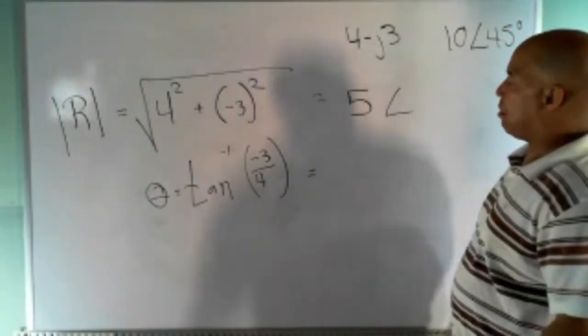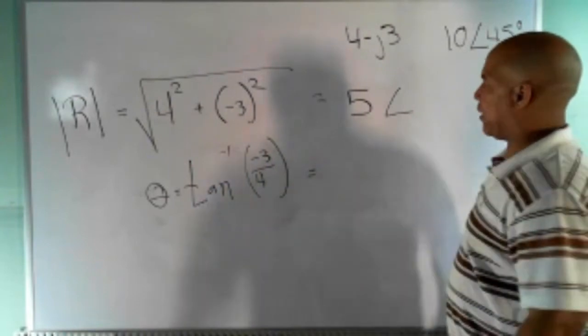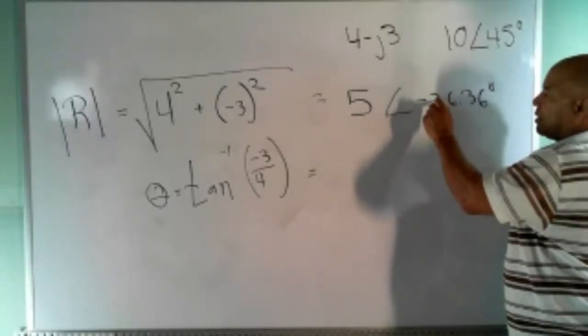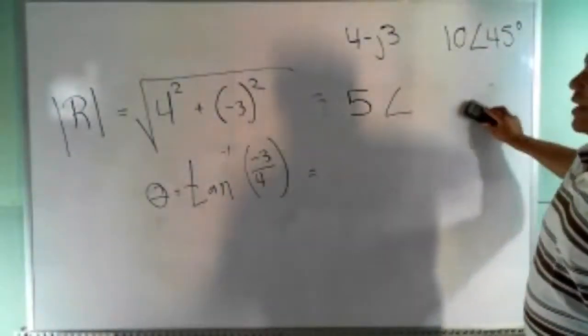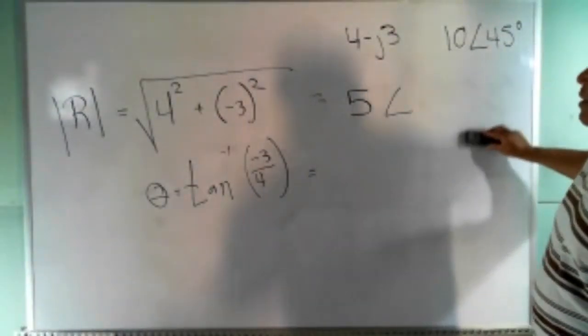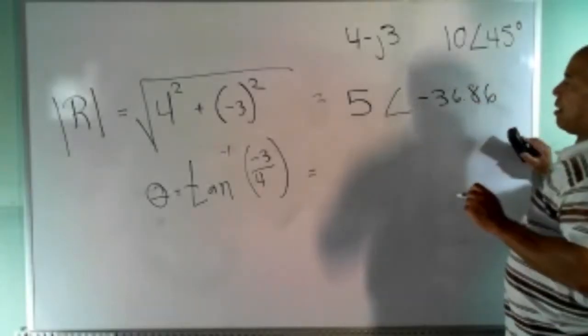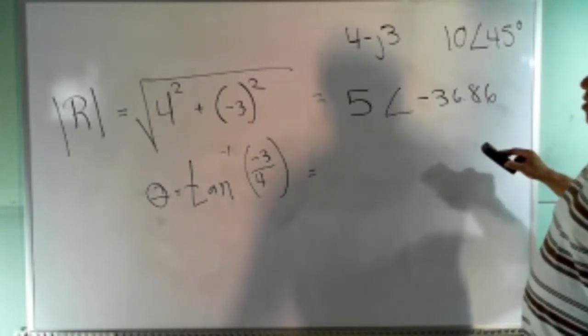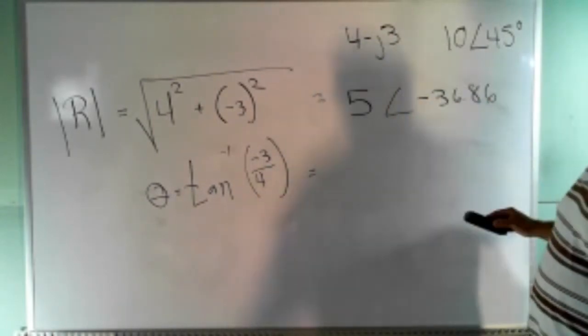Angle, what's that angle? Minus 36.86. Like that? Your mic cuts off, so I can't hear the first part of whatever you say. Yeah, I said minus 36.86. Like that? Yes. Okay. Everybody okay with that? Okay. So that one worked out okay.